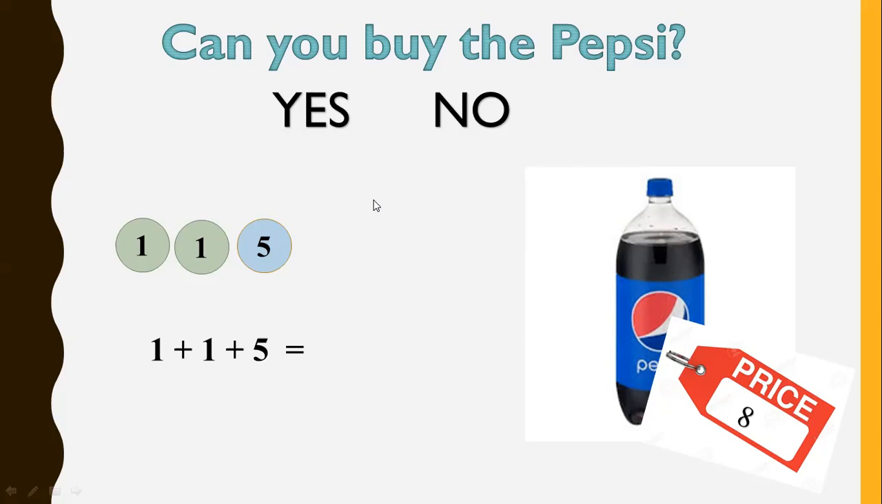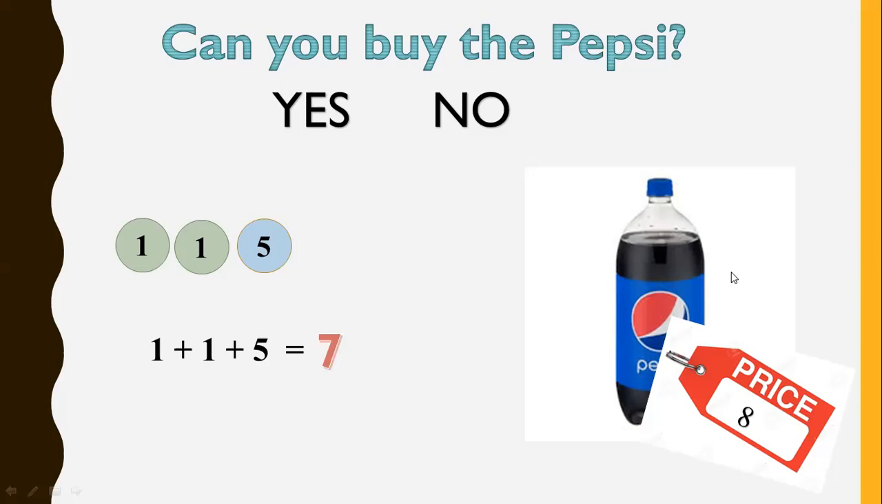The price of Pepsi is 8 reals. What we are going to do is add 1 with 1. 1 plus 1 is 2, plus 5. Keeping 5 in the mind, 2 in the fingers. What comes after 5? 6 and 7. So we have 7 reals.